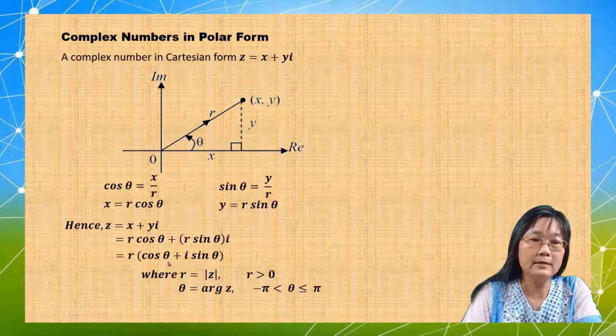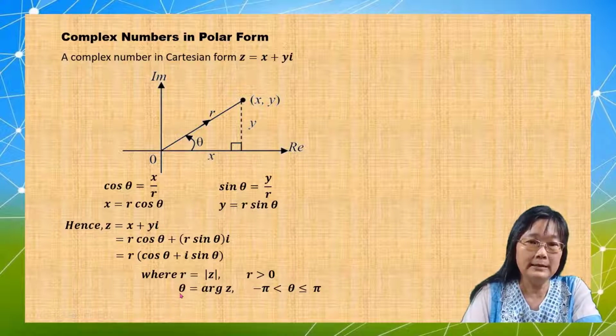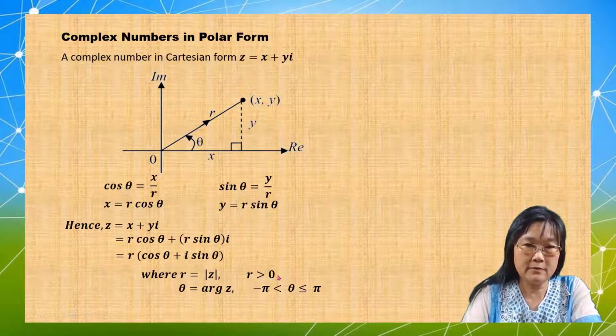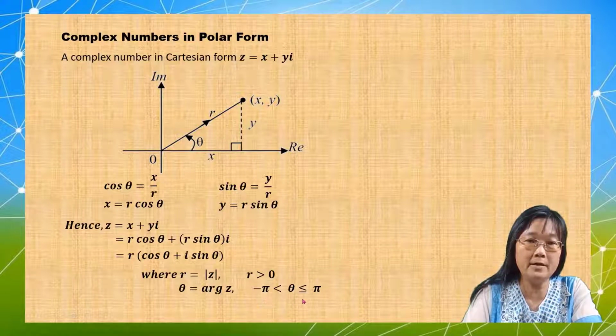So this r times cos theta plus i sin theta for the complex number, that is what we call the polar form of the complex number, where r is the modulus of the complex number z, that is the distance from z to the origin, and theta is the angle between the real axis and r, that is we call it the argument of z. The value of r is greater than 0 and the value of theta is greater than negative pi and less than or equal to positive pi.